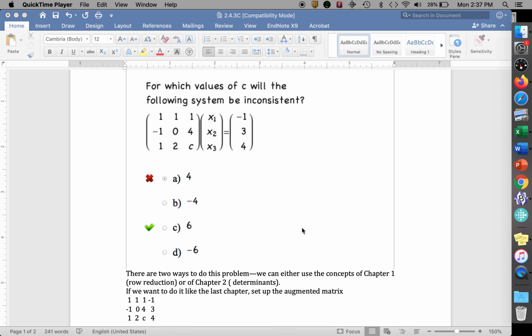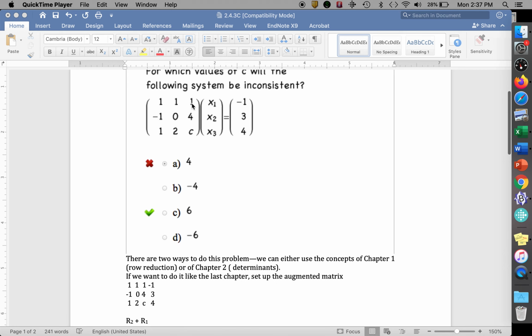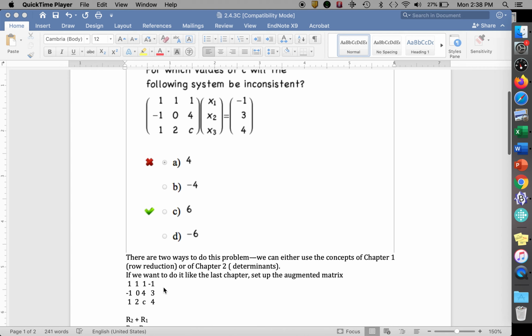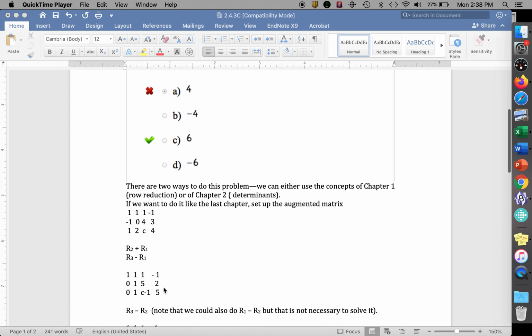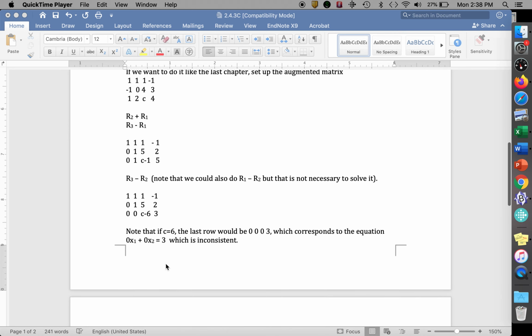So if we want to do it like the last chapter or the last unit, we want to set up an augmented matrix. So the coefficients, that's the first matrix, 1, 1, 1, negative 1, 0, 4, 1, 2, c, and then the constants would go over here on the right side, negative 1, 3, 4. So I just turned my system into an augmented matrix. I want to start reducing it.